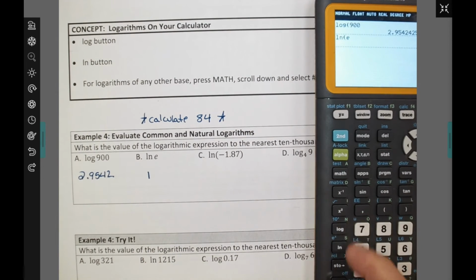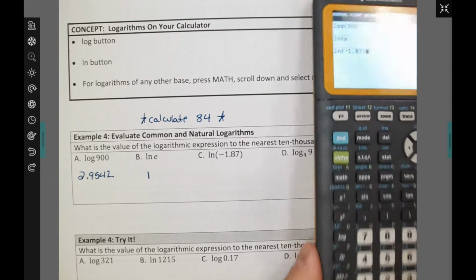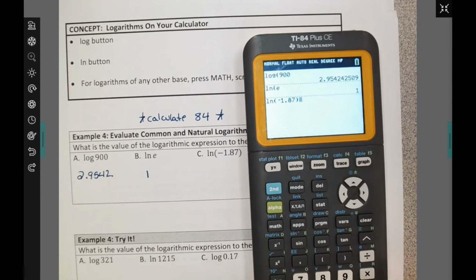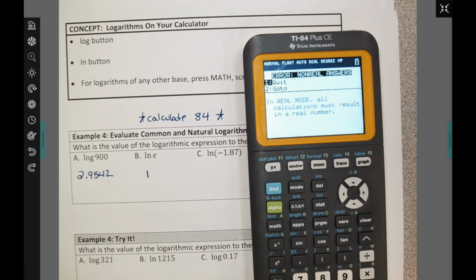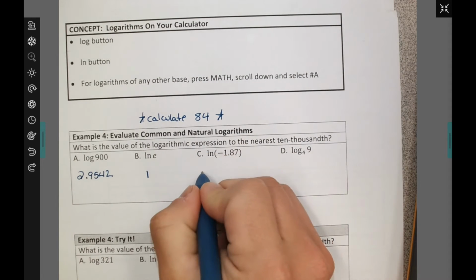C, we have ln of -1.87. Again, we should think about this. e to what power is going to give me a negative number? There isn't any number we can raise it to give me a negative. So I hit enter. I get an error, non-real answer. So again, that would be undefined.